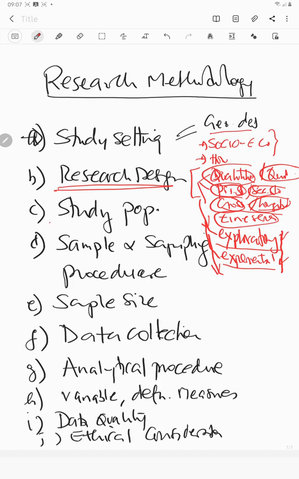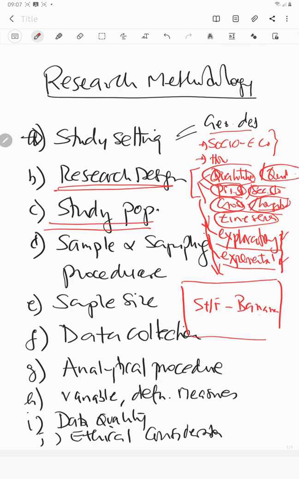Now, on the study population, this is where a lot of students make a mistake. So if you say smallholder farmers who are in banana, in this case your study population is any farmer who is doing banana. But because you cannot look at every farmer who is doing banana, you can create a sample.